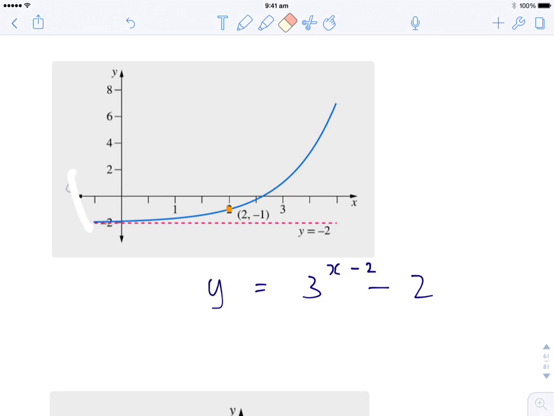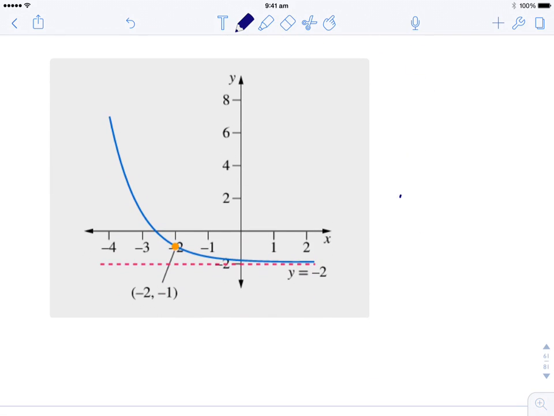When we put x equals 0 in here, we'll get the y-intercept, and that's difficult to see, that one there. And it's also difficult to see what the x-intercept is here. So really we just need to make sure that when I substitute in an x value of 2, I should get a y value of -1. So if I check that, 3 to the power of 0 is 1, 1 minus 2 is -1, so that's right. So that equation would fit that graph that I'm given.